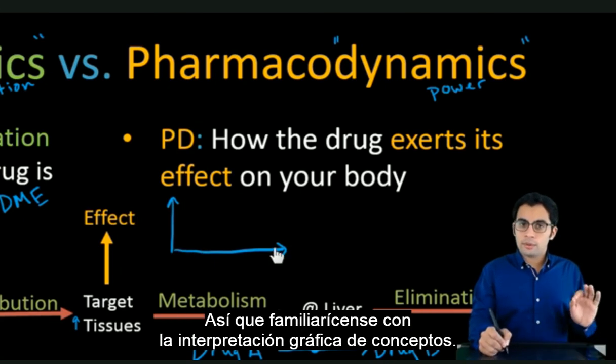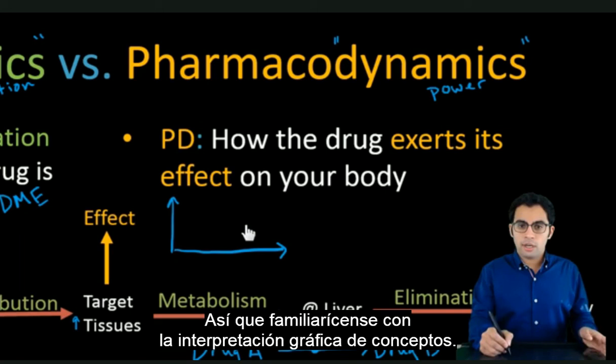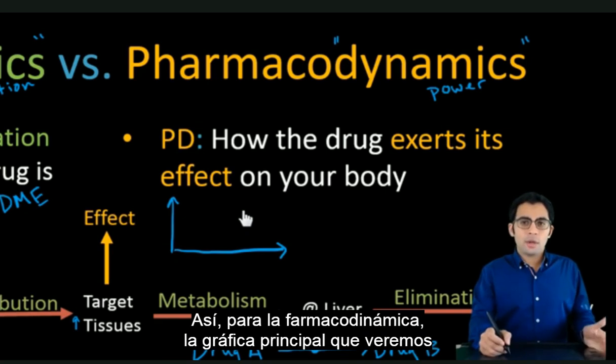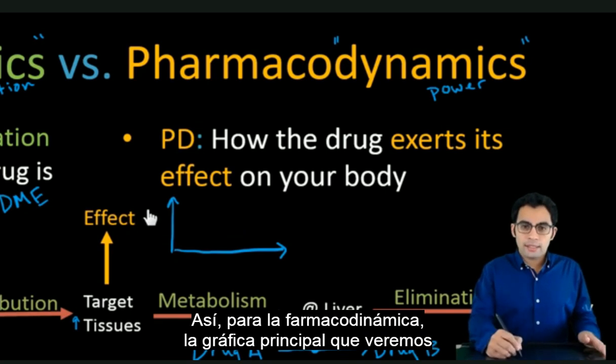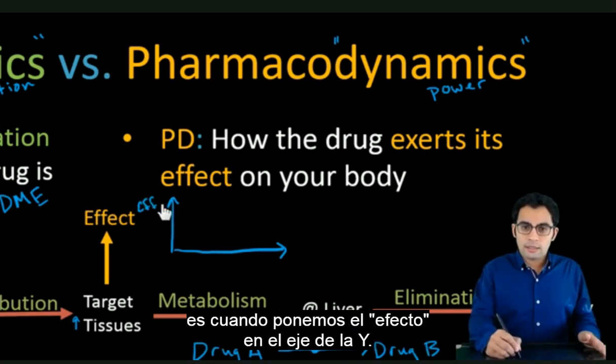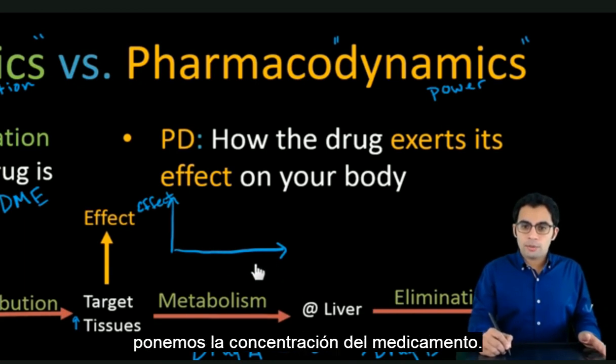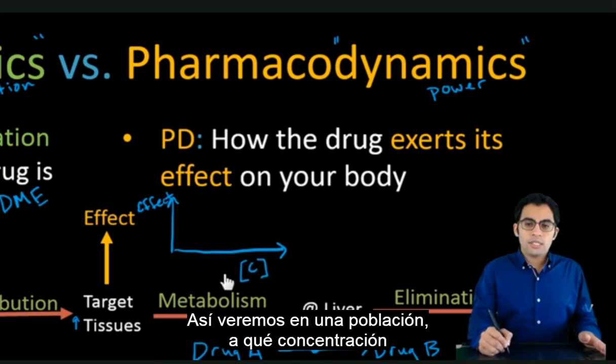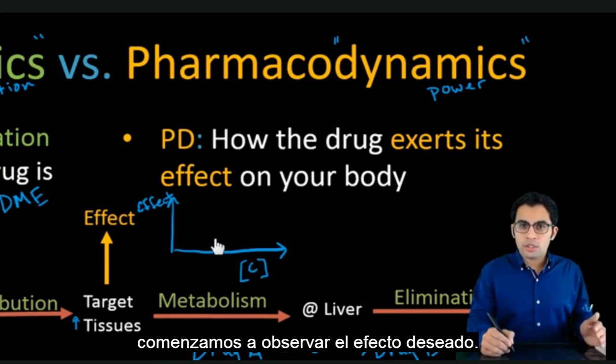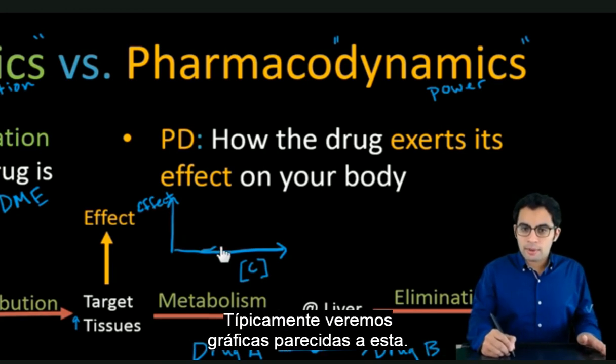Now, we also look at graphs with pharmacodynamics, and many board exams love to use graphs, so we'll be very familiar with graphical interpretation of concepts. And so for pharmacodynamics, the major graph that we look at is we put effect on the y-axis, and instead of time on the x-axis, what we do is we put the concentration of the drug. And so we see over a population at what concentrations do we start to get a desired effect. And we typically get graphs that might look something like this.